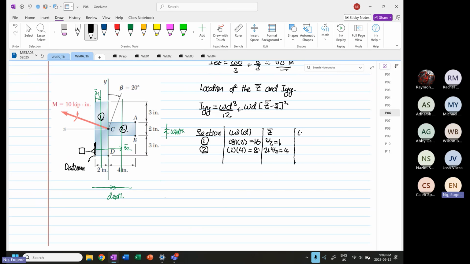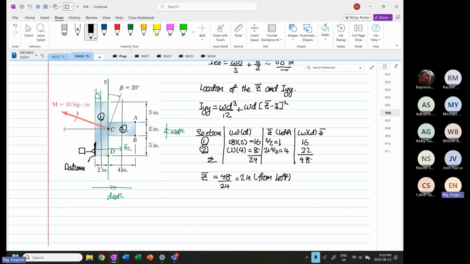Then from here, you have the area with that z bar. So this is 16, and I'm going to say this is from the left. Then 8 times 4 is 32. Then we do a summation: 16 plus 8 is equal to 24, and this is equal to 48. So your capital Z bar is equal to 48 divided by 24, which is equal to 2 inches from the left.